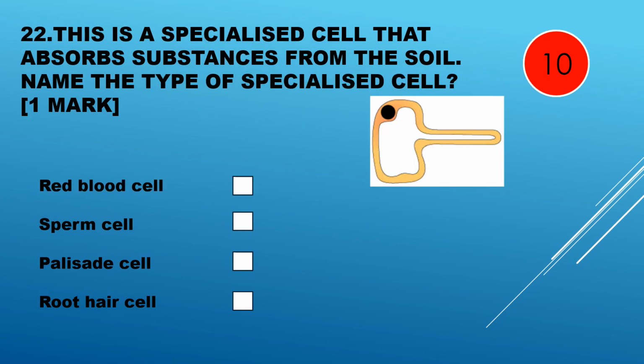Question 22. This is a picture of a specialised cell that absorbs substances from the soil. Name the type of specialised cell. Is it a red blood cell, a sperm cell, a palisade cell, or a root hair cell? It's a root hair cell.